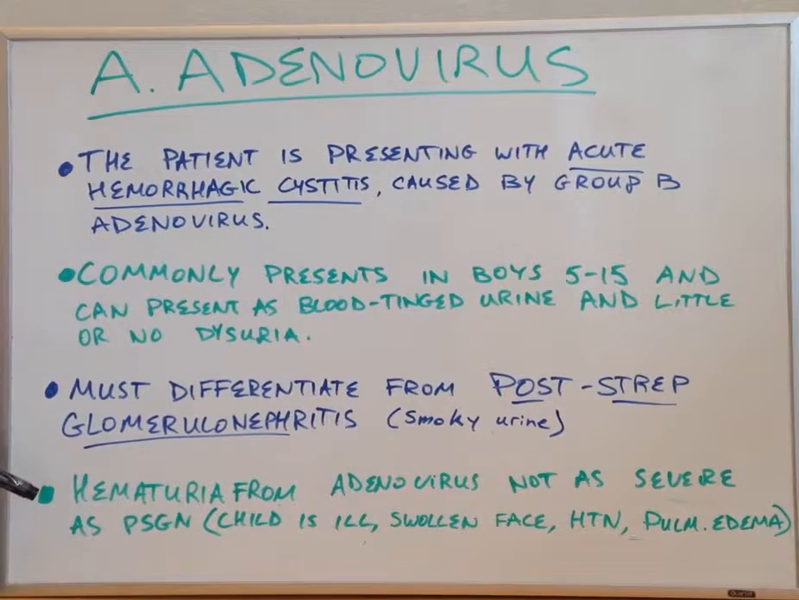Hematuria from adenovirus is not as severe as post-streptococcal glomerulonephritis, where the child appears very ill, swollen in the face, might have hypertension as well as pulmonary edema. The other answer choices do not present with blood in the urine.